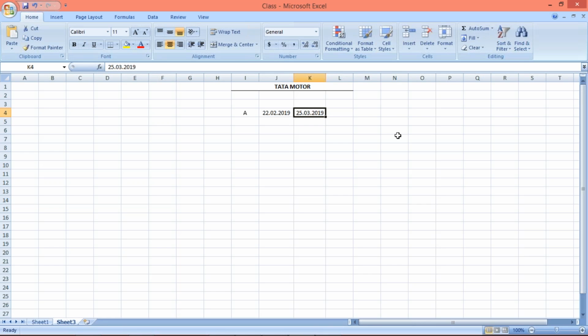So on 25th of March, the invoice was supposed to be posted. This was supposed to be the posting date. So the invoice was supposed to be posted on this date, and after 30 days it is going to be due. So on 24th of March it is supposed to be due.